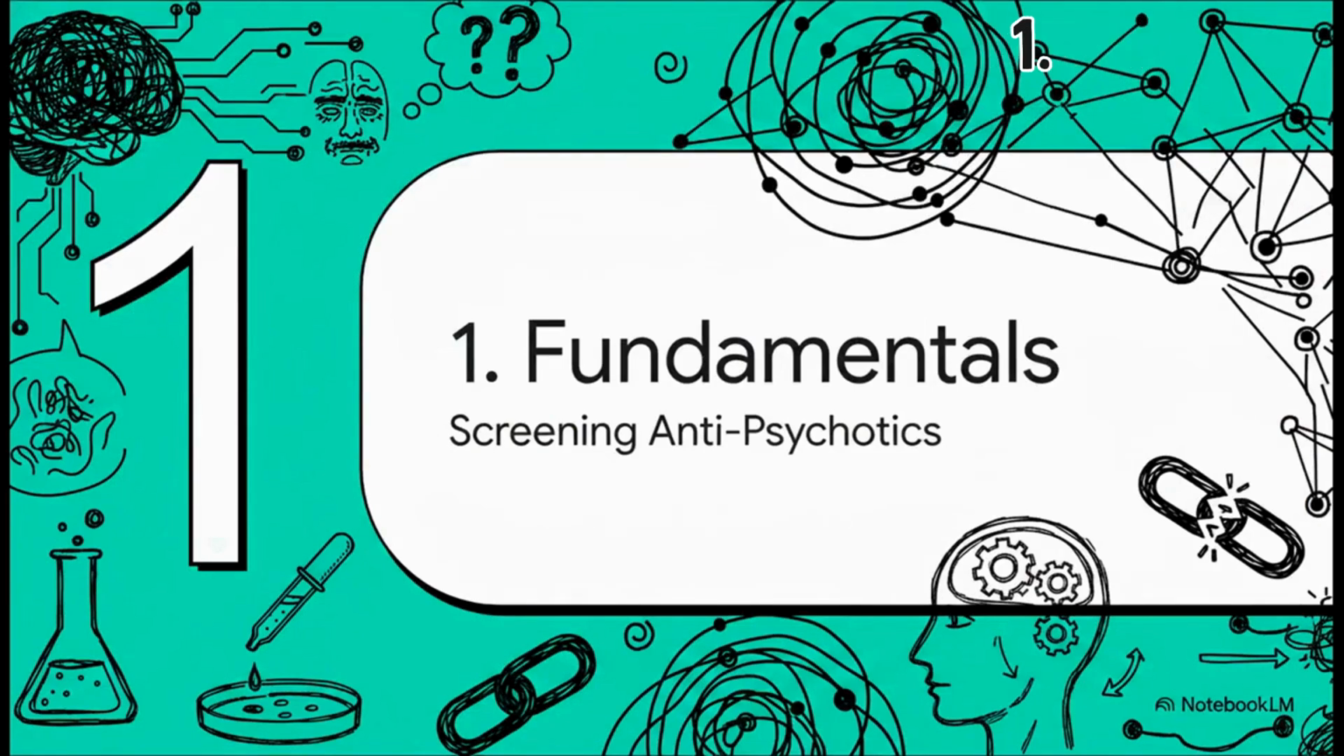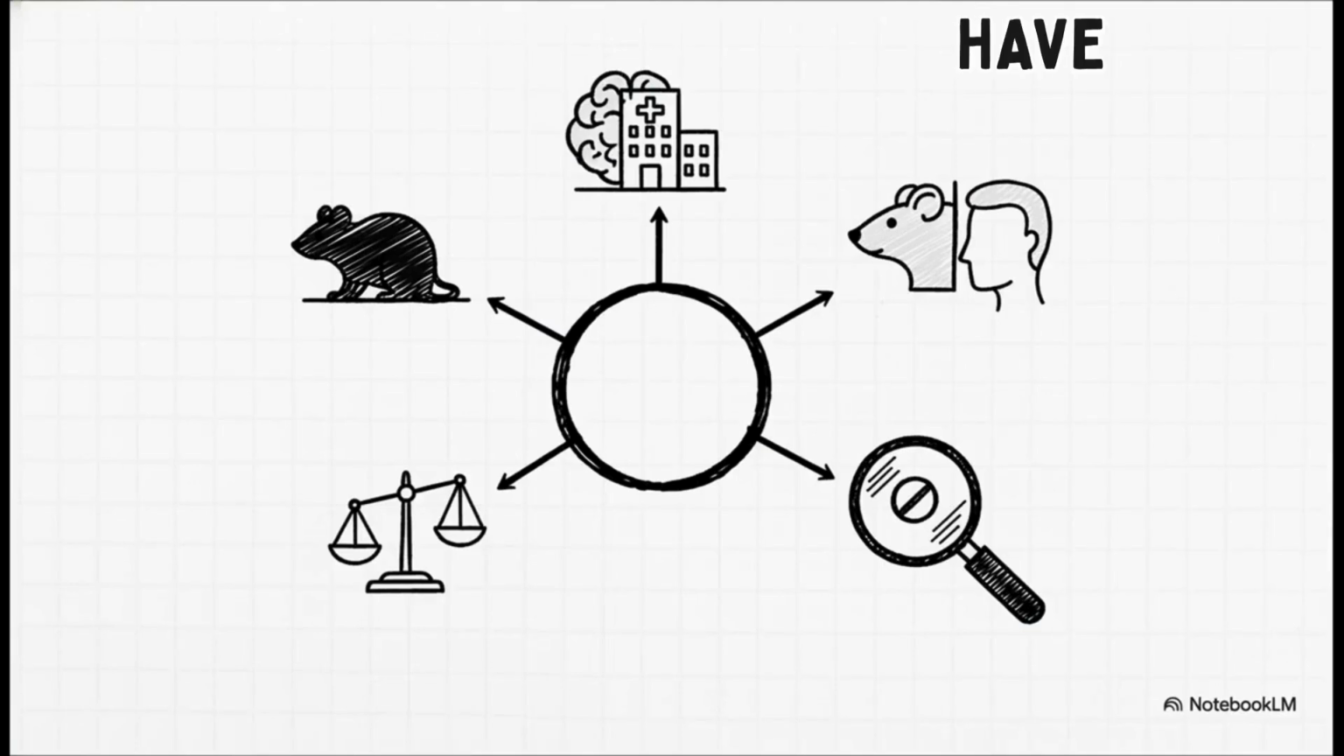Section 1. Antipsychotic Screening Fundamentals. Before we even test a drug, we have to ask ourselves what actually makes a good test. Because schizophrenia in humans involves such complex positive, negative, and cognitive symptoms, our screening models have to be incredibly rigorous. To secure top marks, you'll want to outline these 5 characteristics of a valid behavioral model.